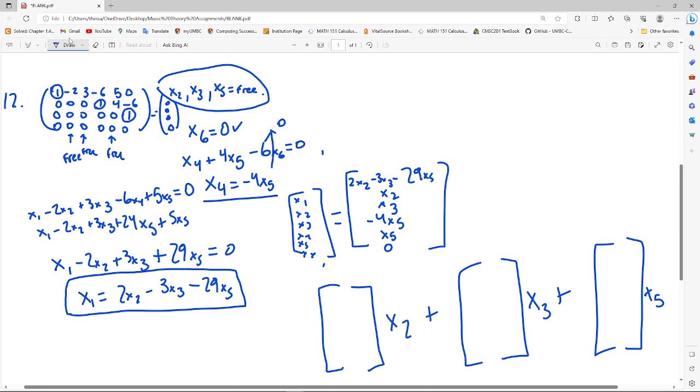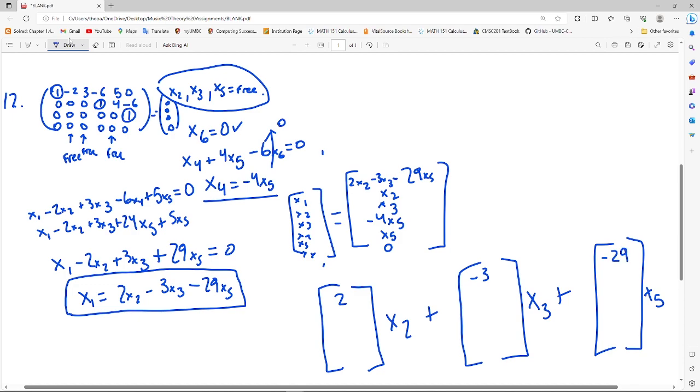So now what we have to do is we have to go through each of the terms and look for x2s, x3s, and x5s in our answer. So when we're looking at x1, we have 2x2, so that's a 2 right here. Negative 3x3, so it's a negative 3 right here. And then negative 29x5. So that's going to go right there.